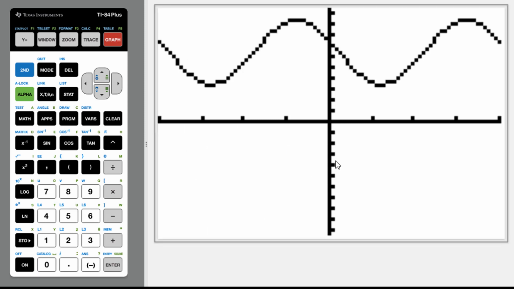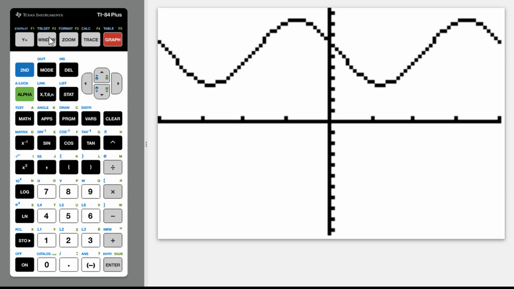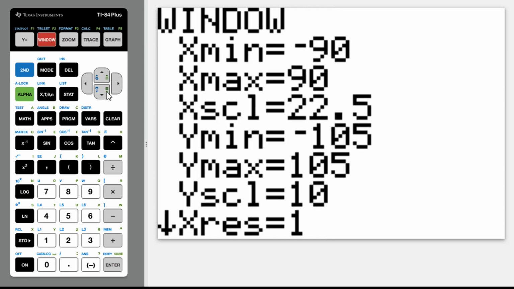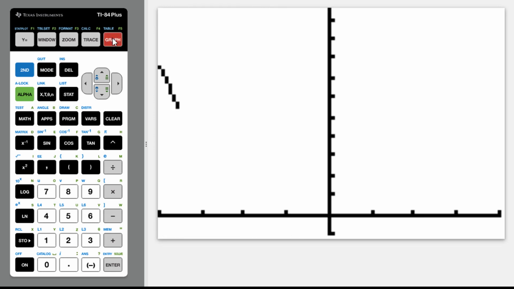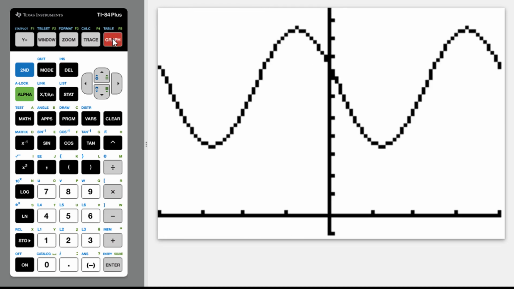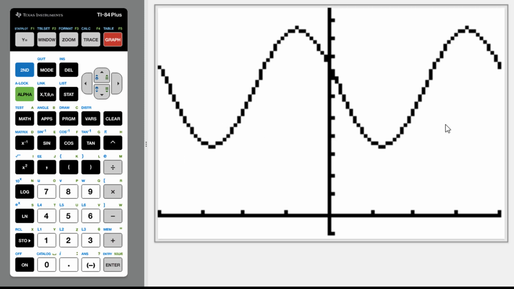If you want to get rid of this part, you can go back and change your window. For y minimum, you will change into negative 10. You will get a better graph.